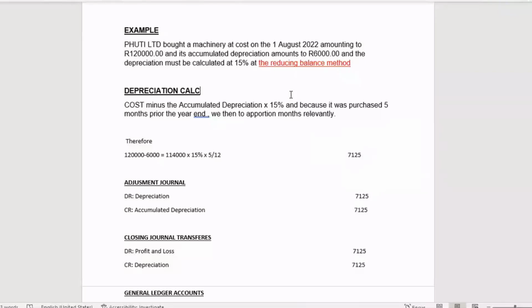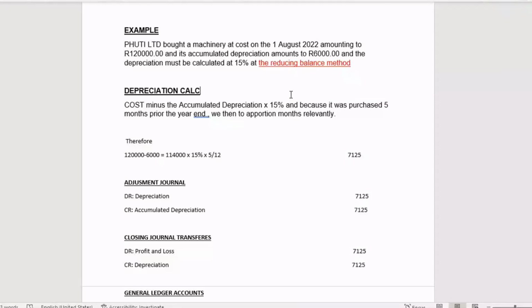You'd say 120,000 minus 6,000 is equal to 114,000, and then you multiply this by 15%, because we've got 5 months before the end of the period. You say 5 divided by 12. It gave me an amount of 7125.